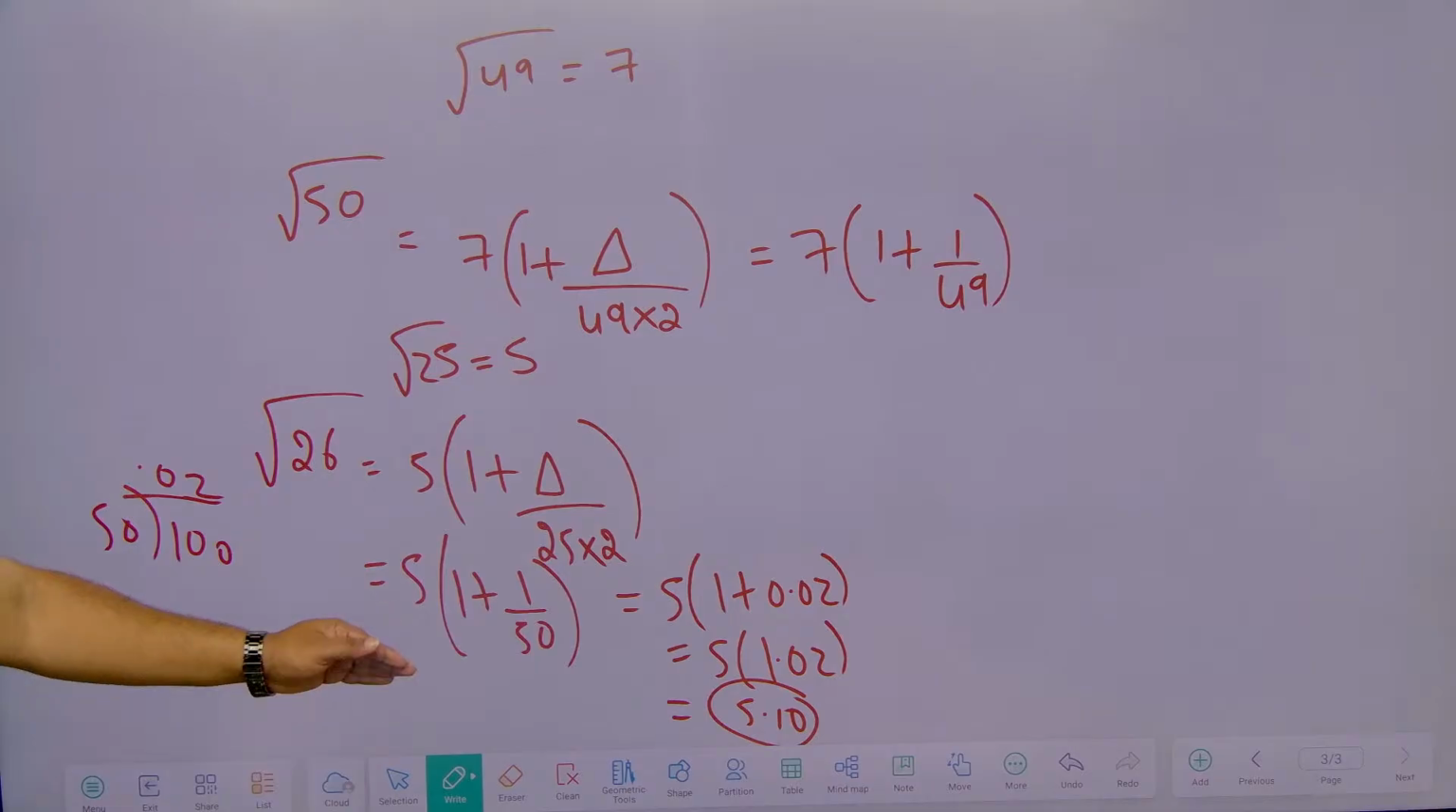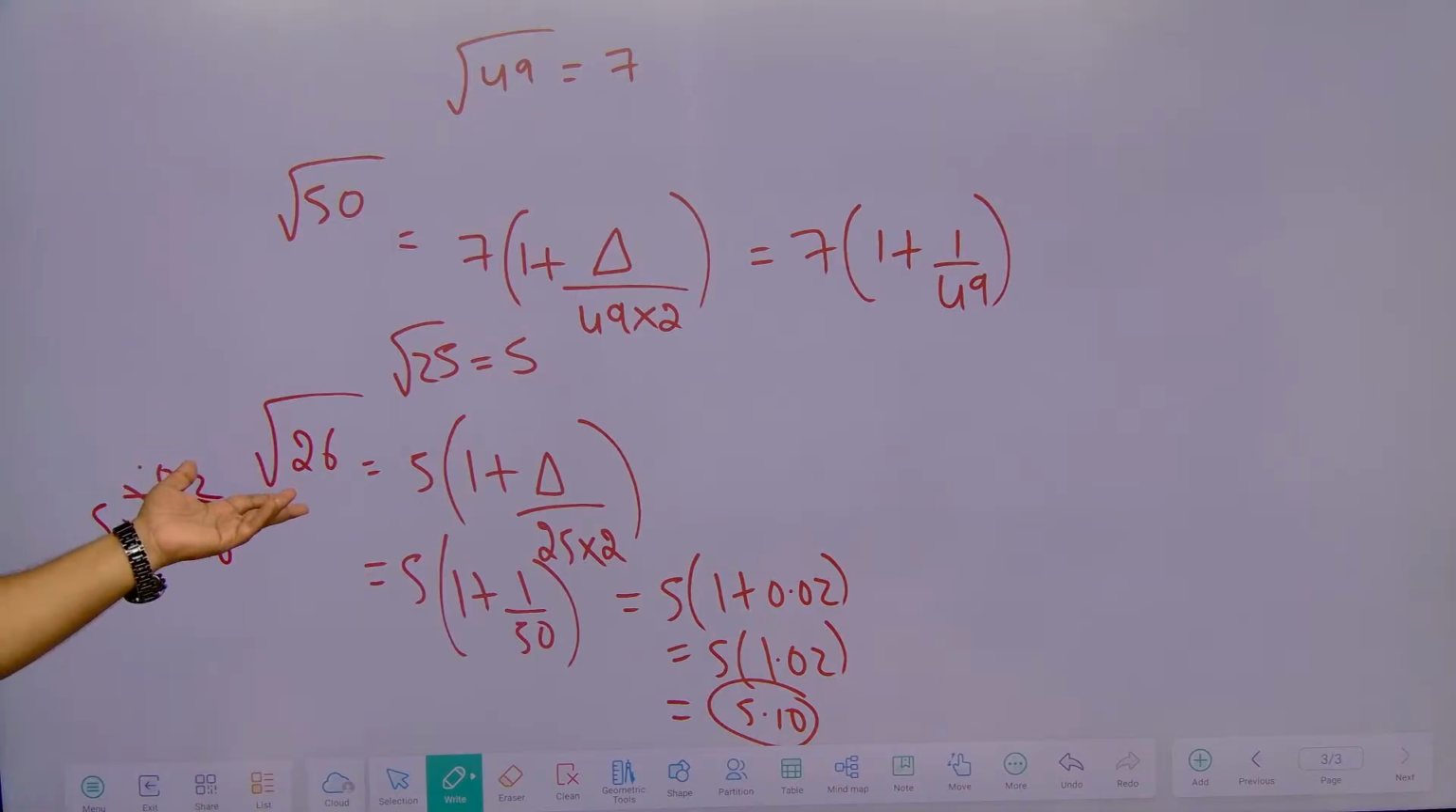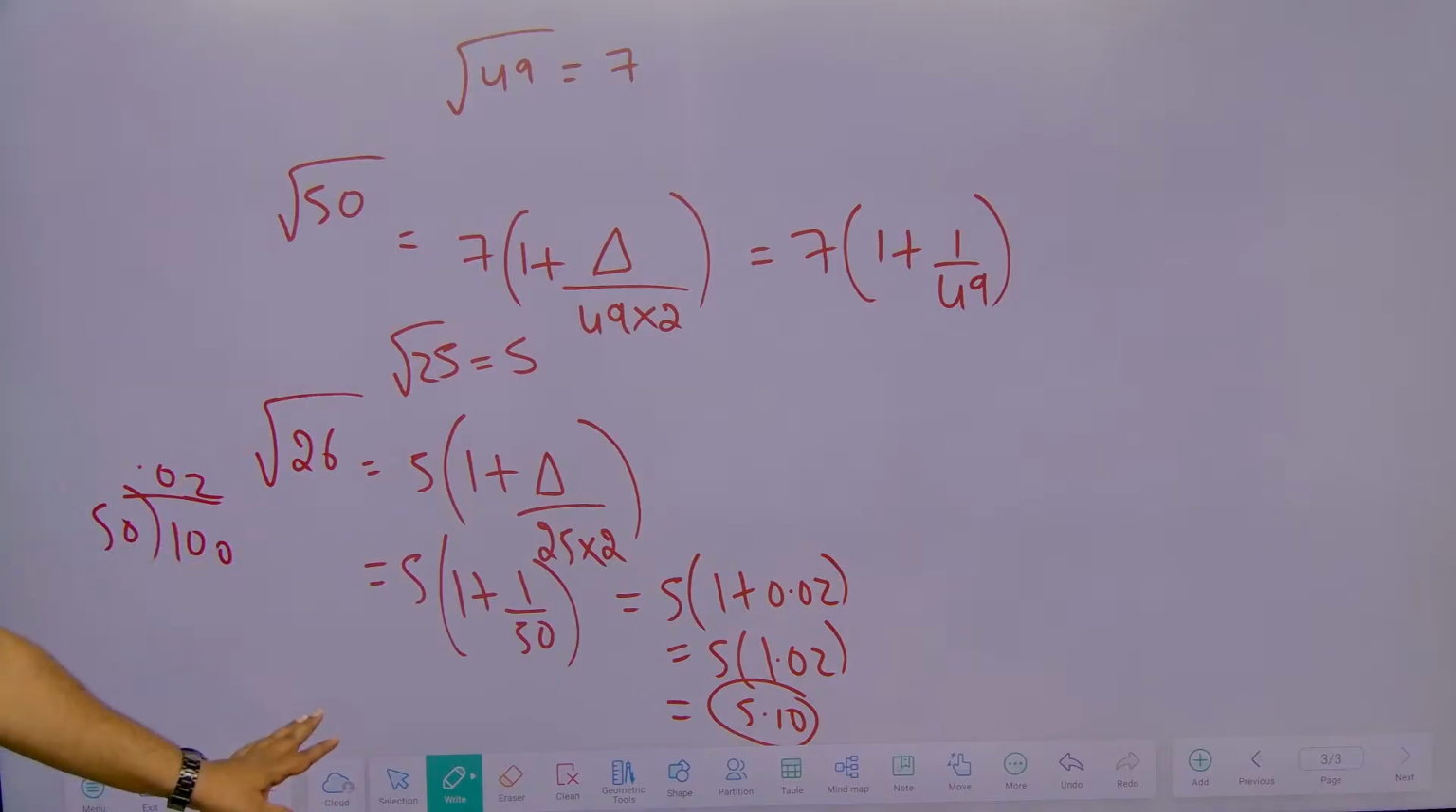Clear? This is how you will be able to find out the values of square roots of numbers which are close to perfect squares. Understood this one? Got it? Okay, make a note of it.